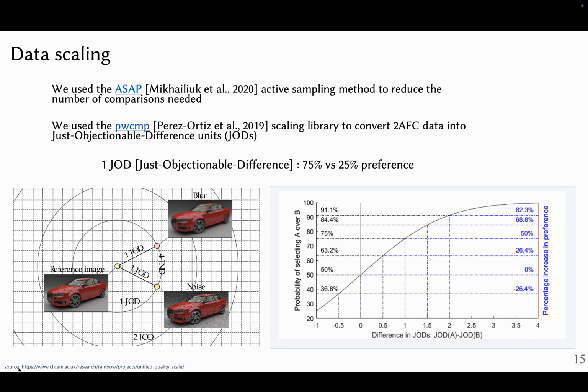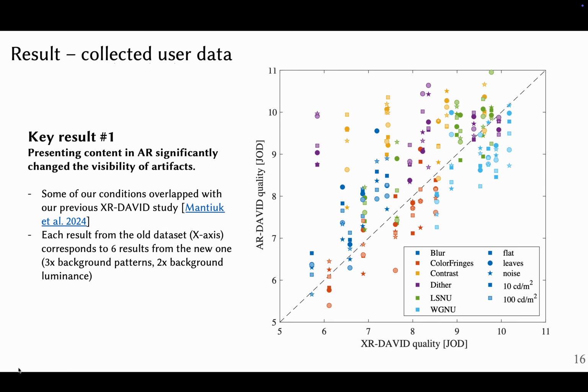And it's also convenient because the JOD values can be converted to a percentage preference using the transducer on the right. Now, to look at some results, the first key result that we found is that presenting content in AR significantly changed the visibility of the artifacts. We were able to conveniently compare our results to the previous study that we ran called XR-David, shown there on the right, the XR-David results on the x-axis, and on the y-axis, the 6 different versions from this new study, one for each different background.